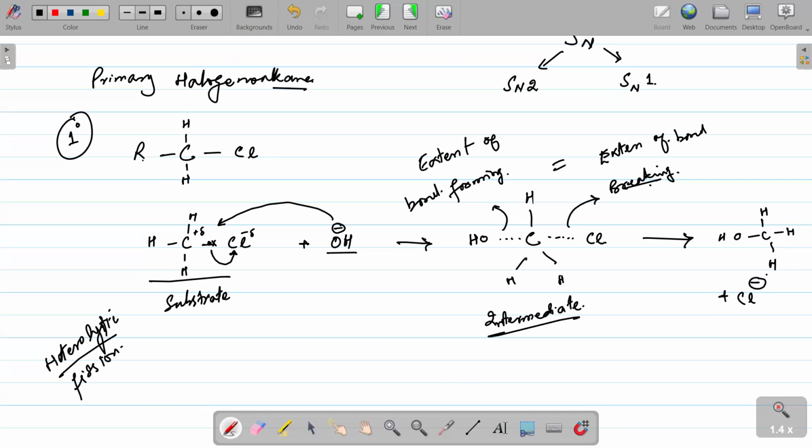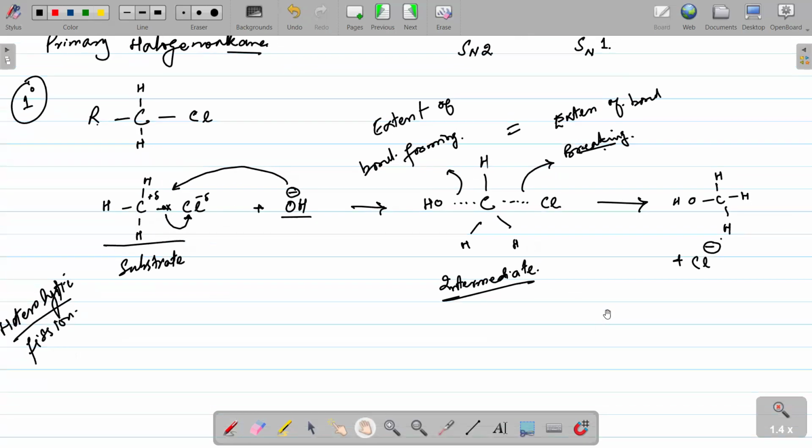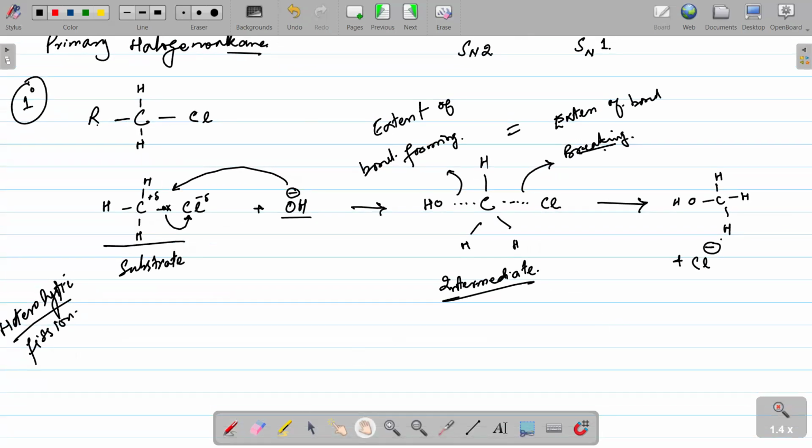As you can see, the main property of this reaction is that it takes place in a single step. Single step means that both the bond formation and the bond breakage occur simultaneously. That's why I said the extent of bond formation and the extent of bond breakage are equal. As the previous bond breaks, the new bond forms.